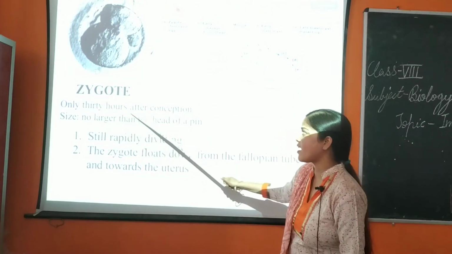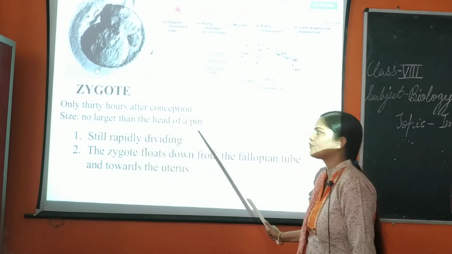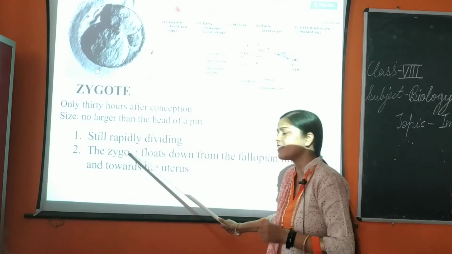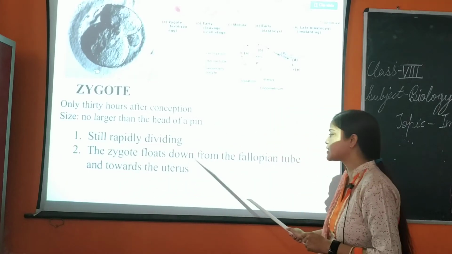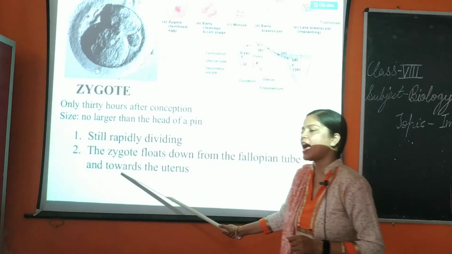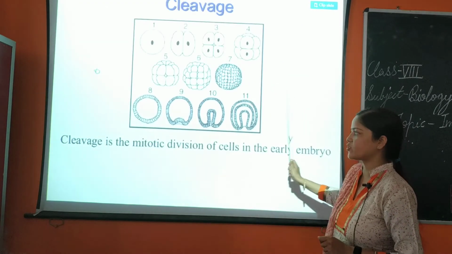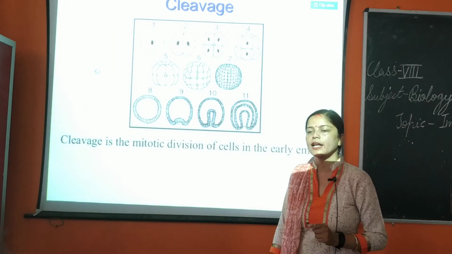Only 30 hours after conception, the size is no larger than the head of a pin. It is still dividing rapidly. The zygote floats down from the fallopian tube and towards the uterus. This is the cleavage. Cleavage is the mitotic division of the cells in the early embryo.